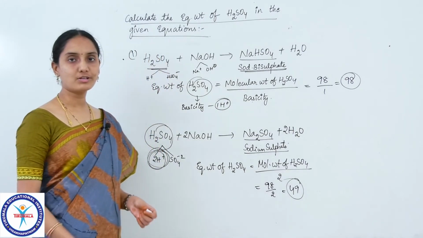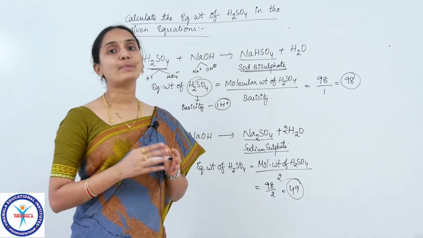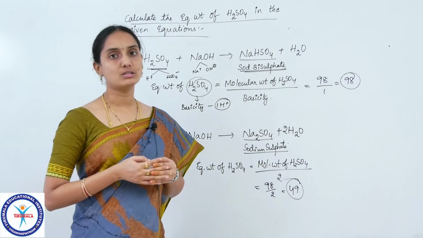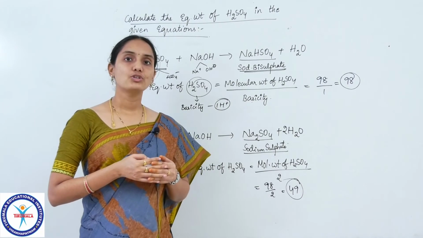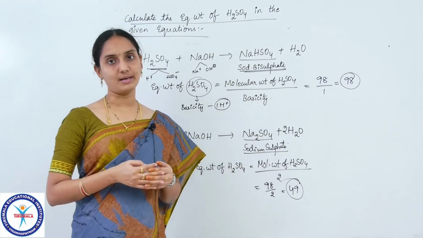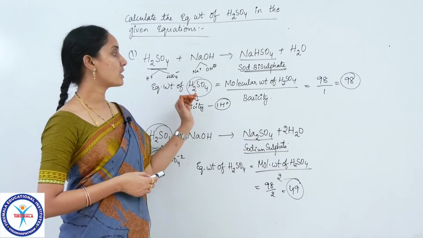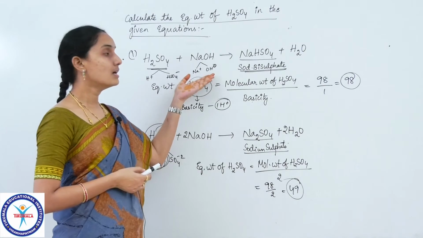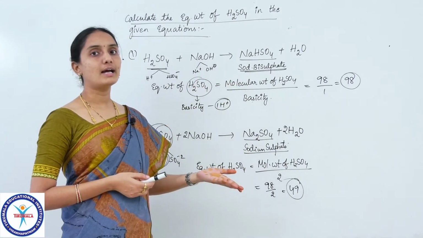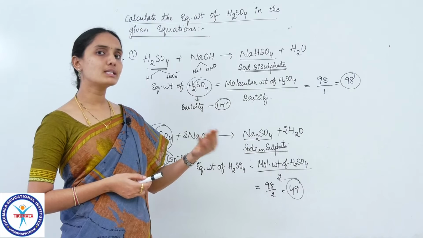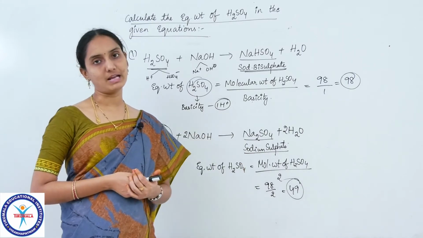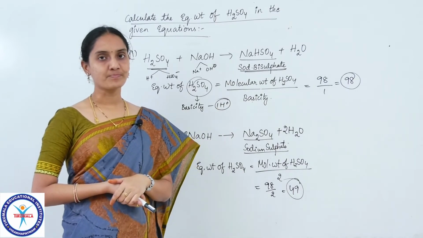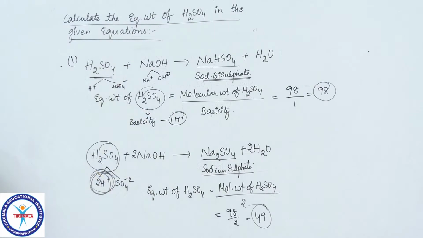So did you get my point, children? So basicity of a particular acid should be taken according to the equation also. Basicity of an acid should be taken according to the equation sometimes. So even though H2SO4 can produce 2 H plus ions, sometimes in some reactions it may not produce all its hydrogens, but it may produce only some hydrogens according to the conditions available. So according to that equation there you should take its basicity. So that is a very, very important point.